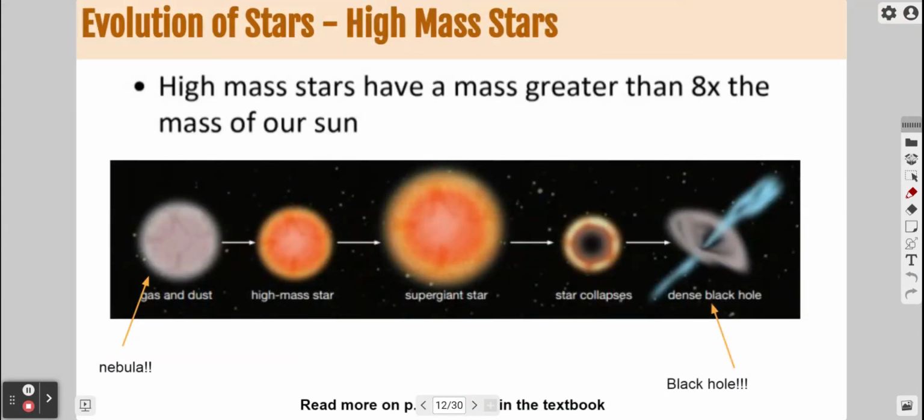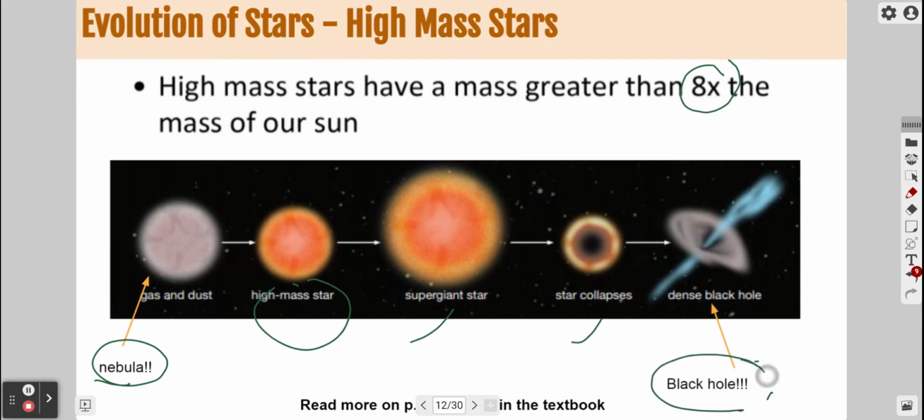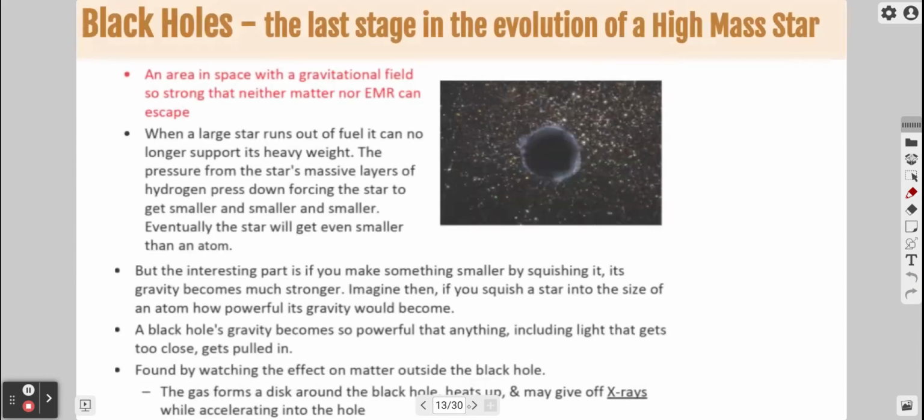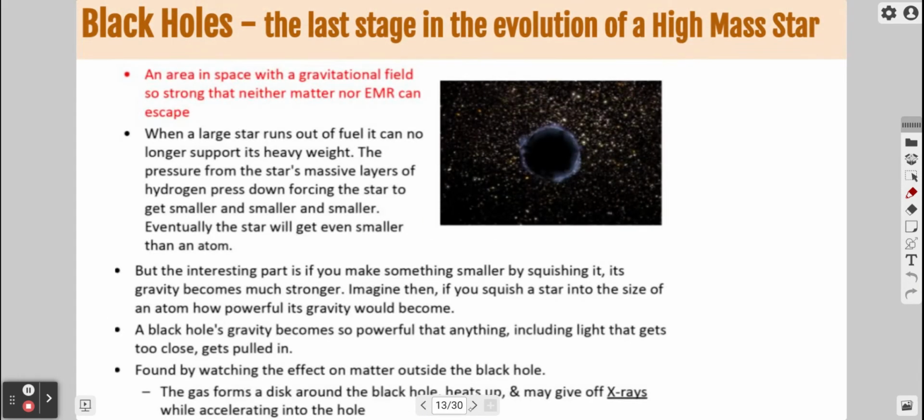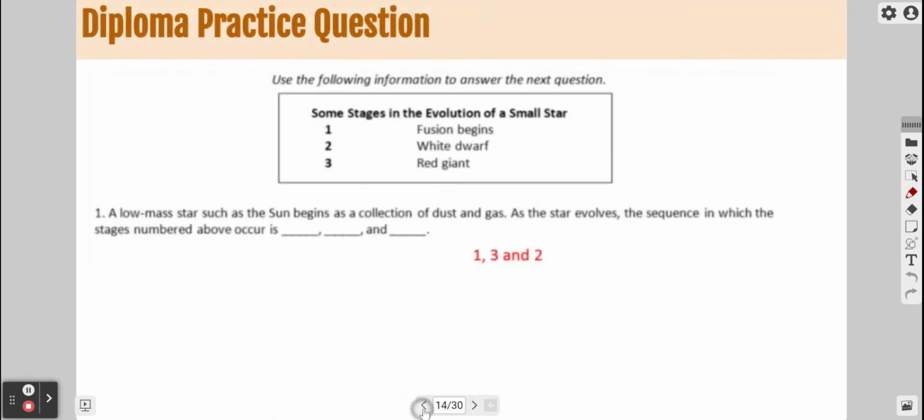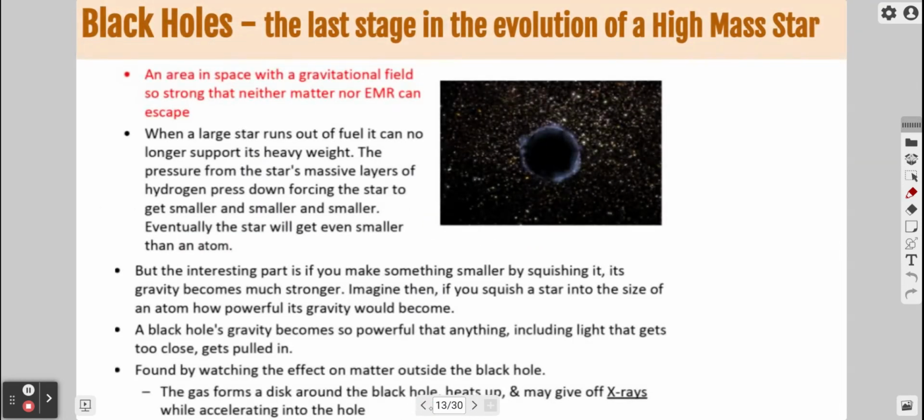And then high mass stars. So these have a mass 8 times greater than the mass of our sun. Again, they start out as a nebula. Then they become the high mass star. Supergiant, the star collapses, and this is where we get black holes. Okay, so you can read more about this in the textbook as well, especially if you're interested in all these different stages. And there's also, oh, I thought I put a video in here. Maybe not. Okay.